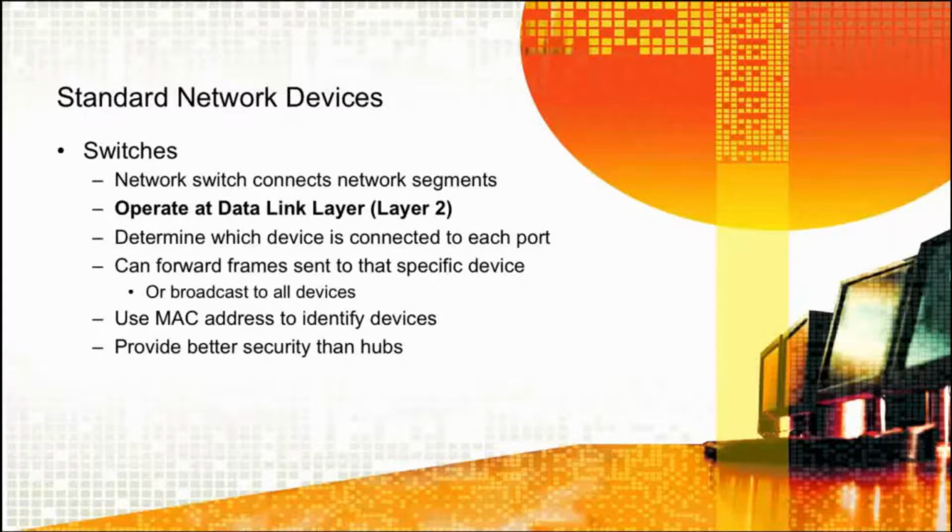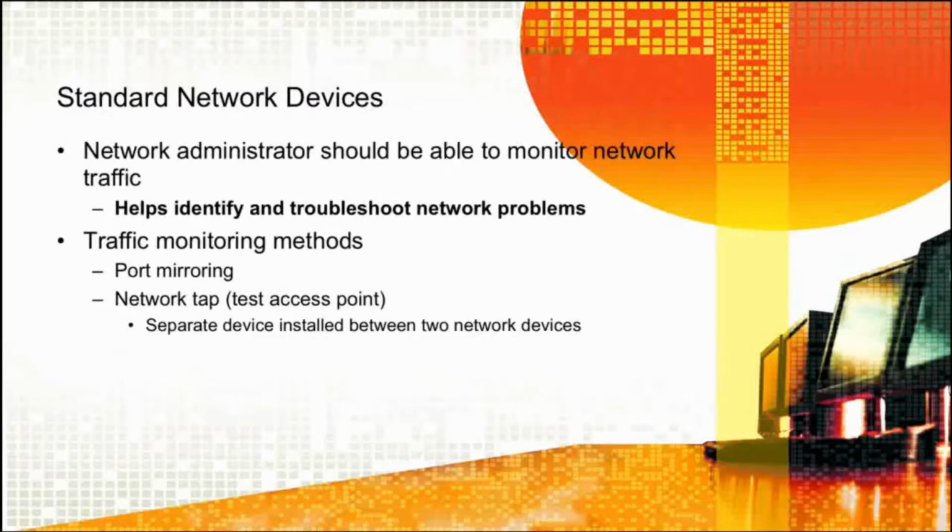That leads us to switches. The switch operates at the data link layer, or layer 2. A network switch connects network segments. It determines which device is connected to each port by its MAC address. They provide much better security than the very old and insecure hubs.